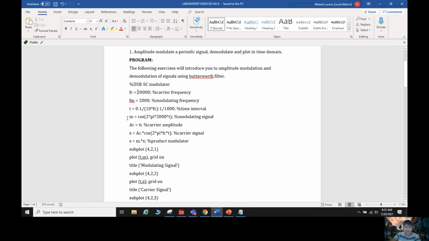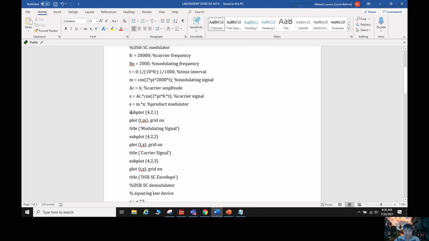Then we have here also the M, or the modulating signal. This is equal to the cosine of 2 times pi times 2,000 times t, or the time interval. We have here also the AC, X, and S variables. These are the carrier amplitude, the carrier signal, and the product modulator.